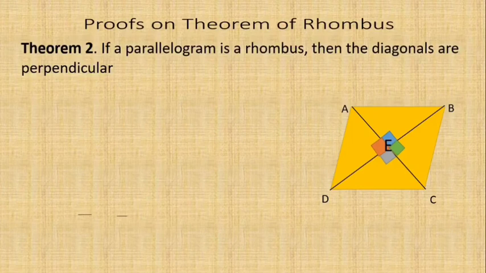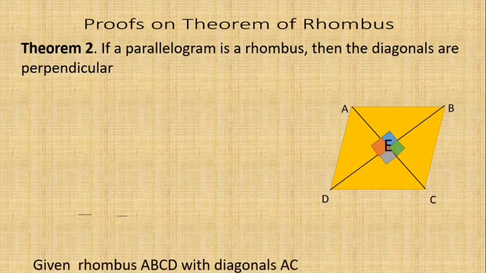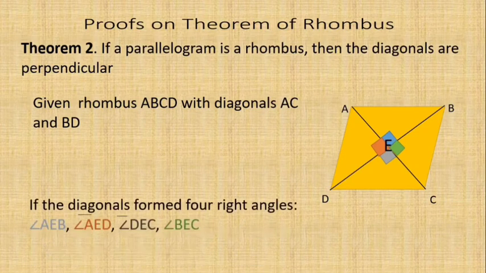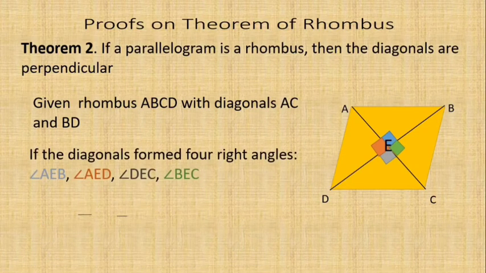Let's have theorem number 2. If a parallelogram is a rhombus, then the diagonals are perpendicular. Given rhombus ABCD with diagonals line segment EC and line segment BD. If the diagonals form four right angles, we have the angles angle AEB, angle AED, angle DEC, and angle BEC. Then, line segment EC is perpendicular to line segment BD.